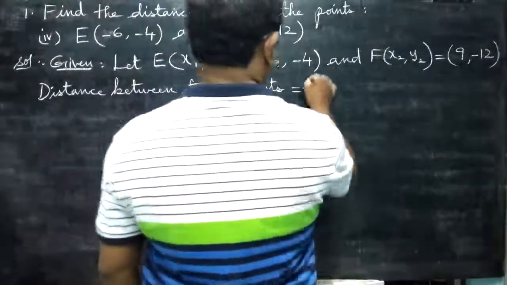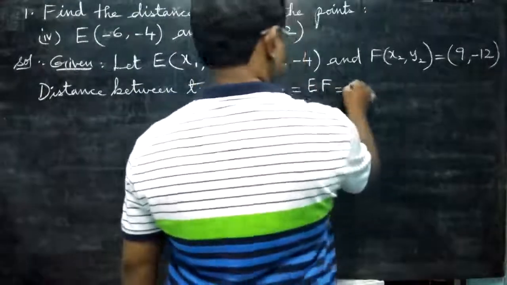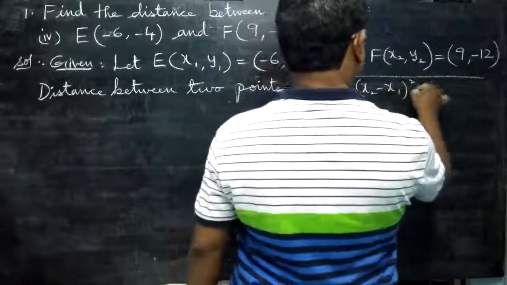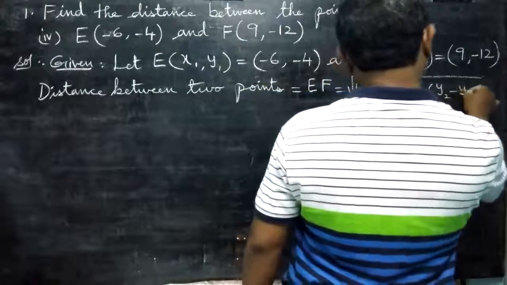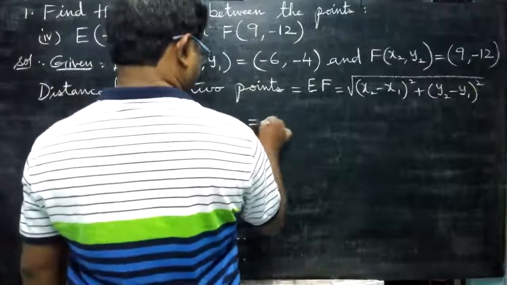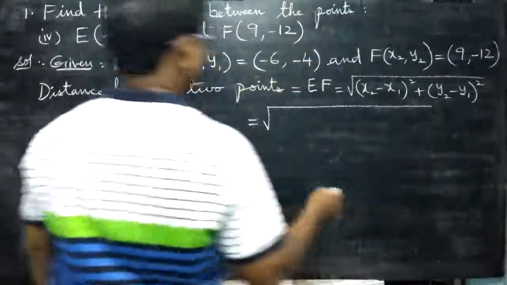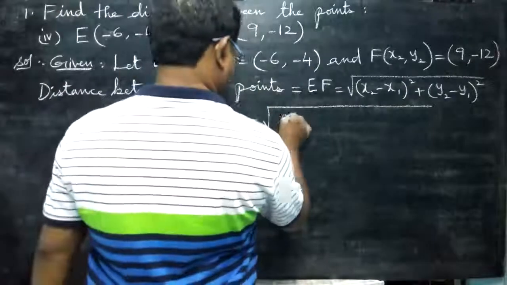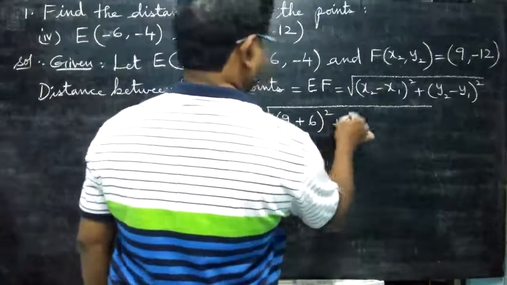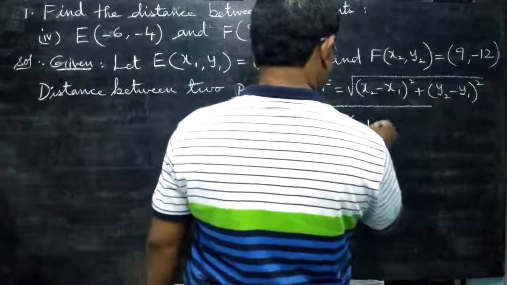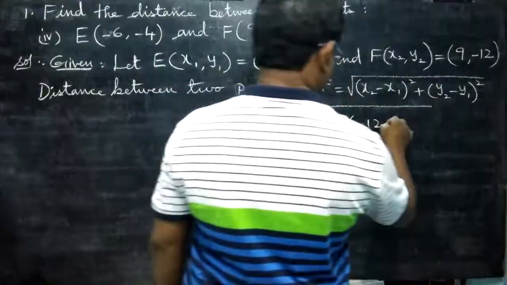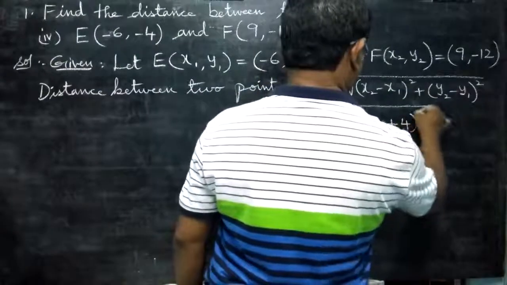That is equal to EF. That is equal to square root of (x2 minus x1) whole square plus (y2 minus y1) whole square. That is equal to square root of (9 minus (minus 6)) whole square plus (y2 minus 12, minus into minus) plus 4 whole square. Here, minus into minus becomes plus.